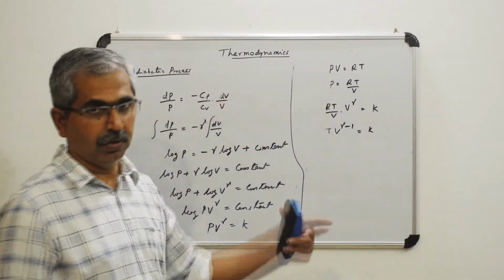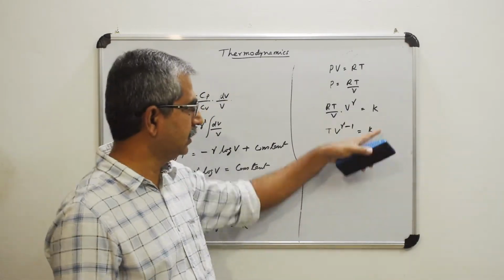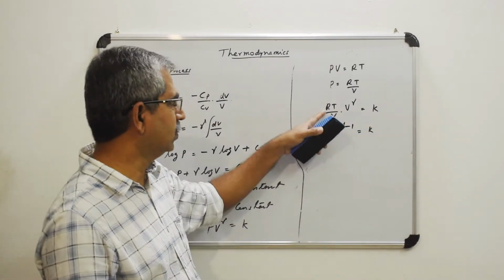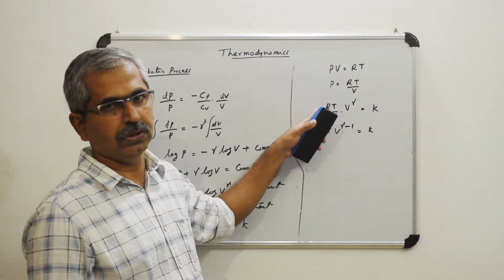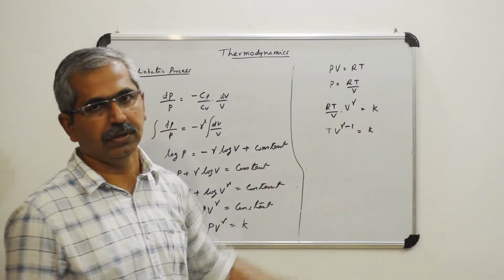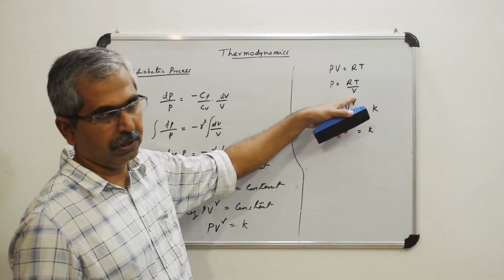Okay. And that constant may be different because R is there. You have to take this R to the right side, that is K by R. But again that will be a constant because R is the gas constant. Okay. So you can write it as T V raised to gamma minus 1 equal to a constant. So you have put the equation, that is P is equal to RT by V.